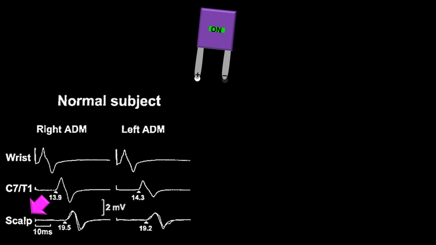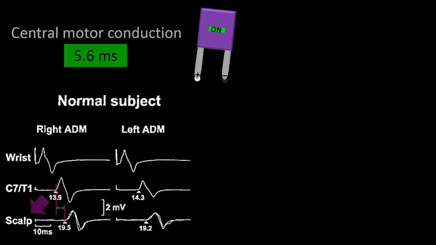In this frame, you can see the results from scalp recordings pointed by the arrow. So the calculation for central conduction, that is the difference between what it took for the scalp stimulation to produce a muscle potential and what it took for the cervical stimulation to produce a muscle potential, can be calculated. In this case, the result is 5.5 milliseconds.